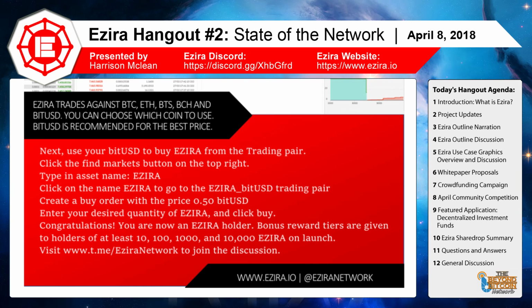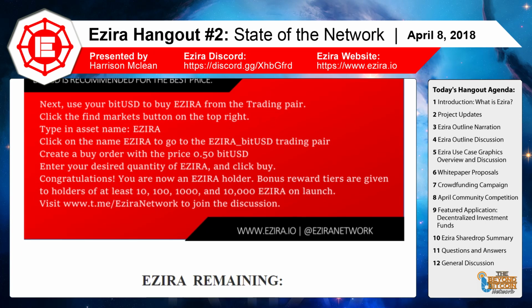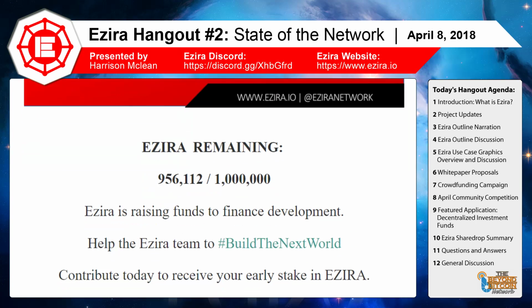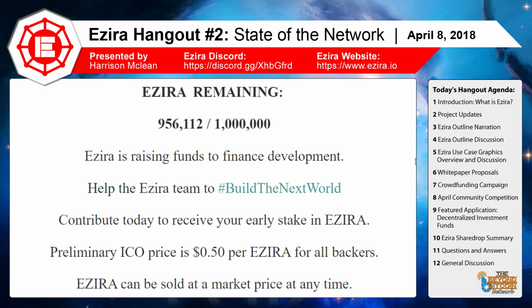So as we can see from the time, there are 145 days remaining in the preliminary ICO. There are approximately 956,000 Ezira remaining to be purchased of a total of 1 million. And unlike many other ICOs, Ezira will be having a fixed price for all contributors to ensure that there are no early contributor bonuses, to make sure that there aren't pump and dumps on the price, and that everyone can get in at a fair equity valuation.